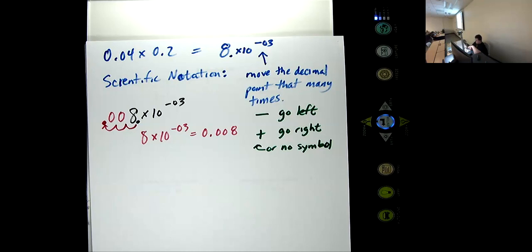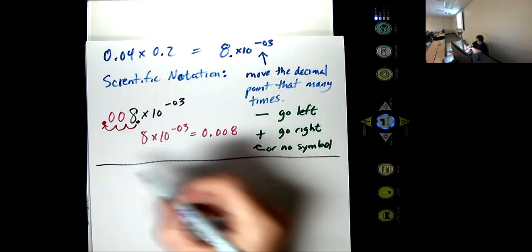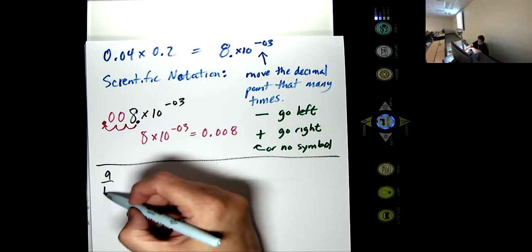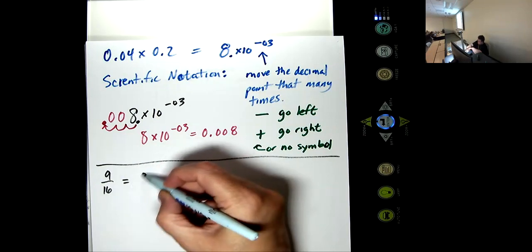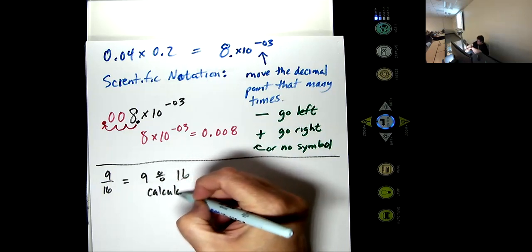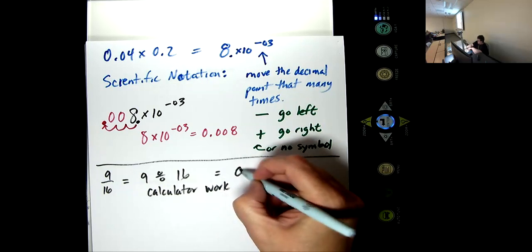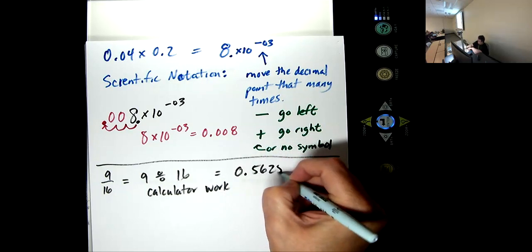Okay, other things that might speed up doing this in a calculator. Like 9/16, I would just divide. This would go into a calculator. This is calculator work. And I'm gonna get 0.5625.